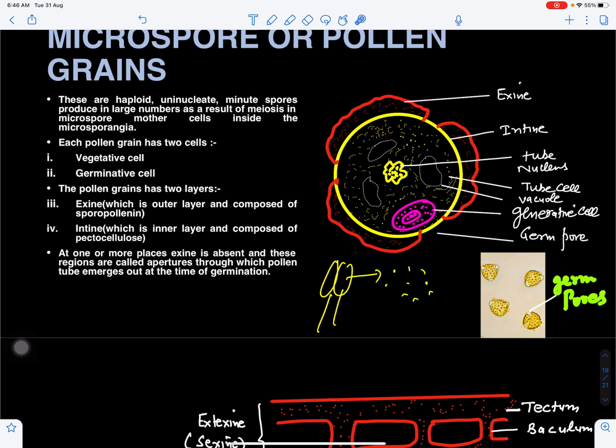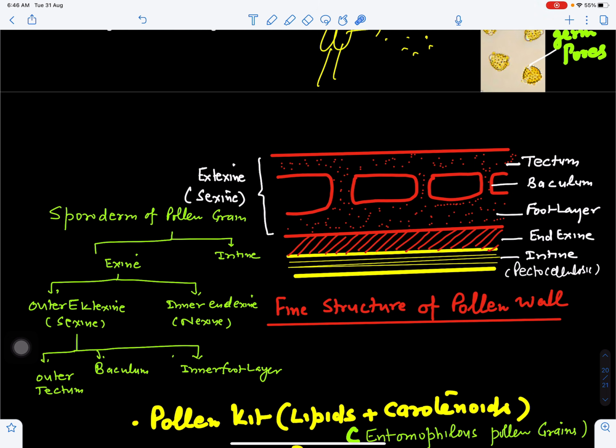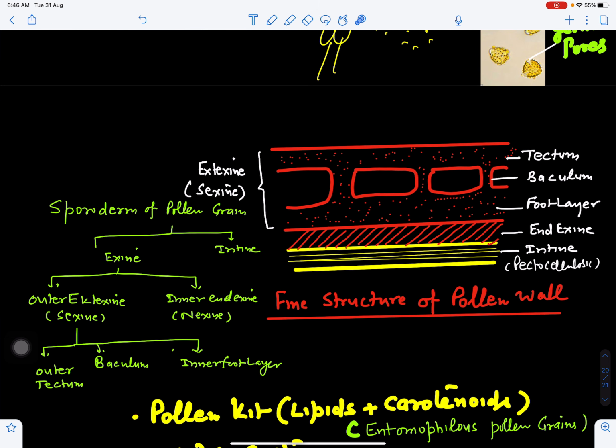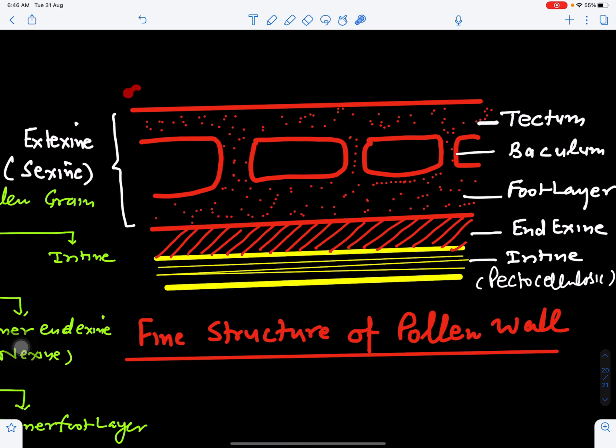Now if we see the fine structure of the spore wall of the pollen grain, this is the outermost layer called as exine. Basically this is being produced from the tapetum region present around the sporogenous tissue. Now this fine structure is made up of this covering. Up to this covering is exine, and this is the intine. Intine is pectocellulosic in nature, meaning this is made up of pectin and cellulose. Now this part is exine, and exine is also called as sexine or exine.